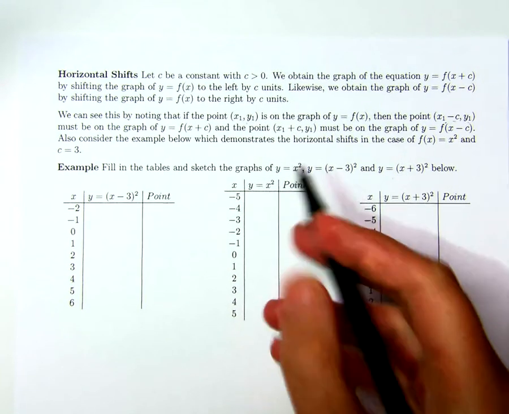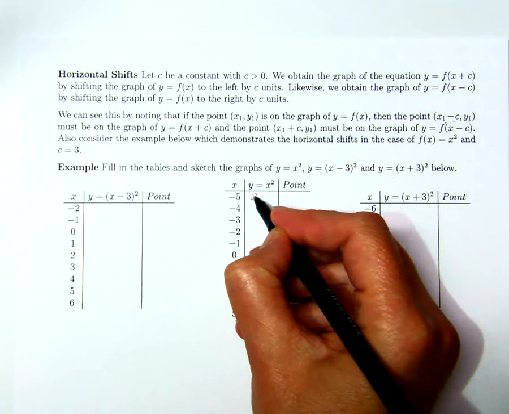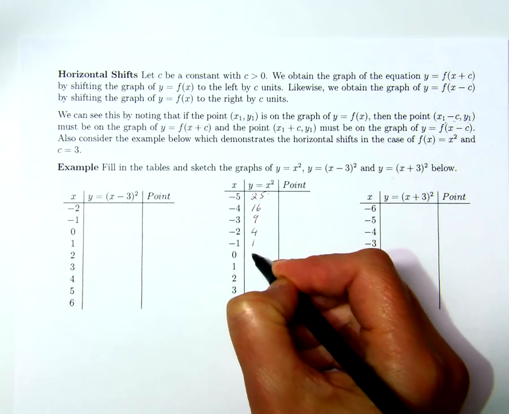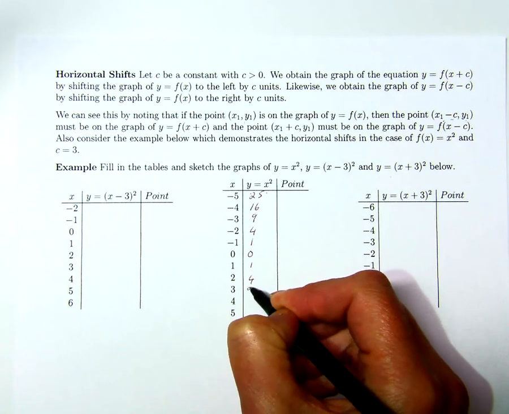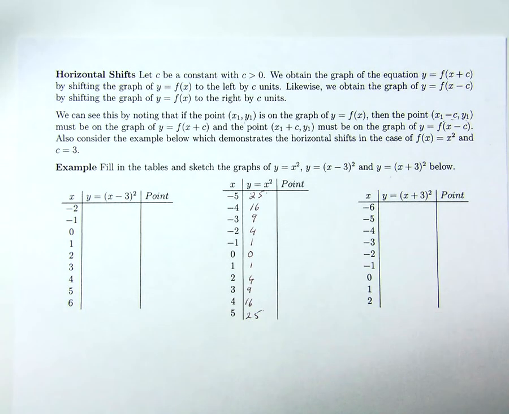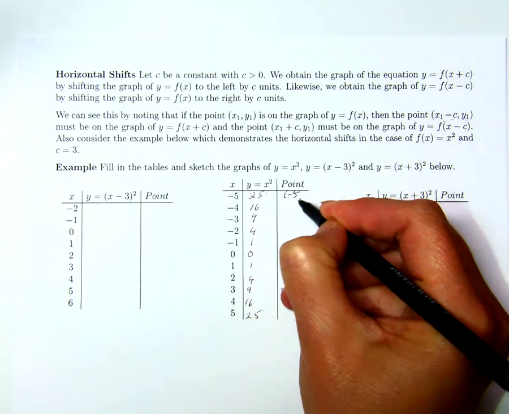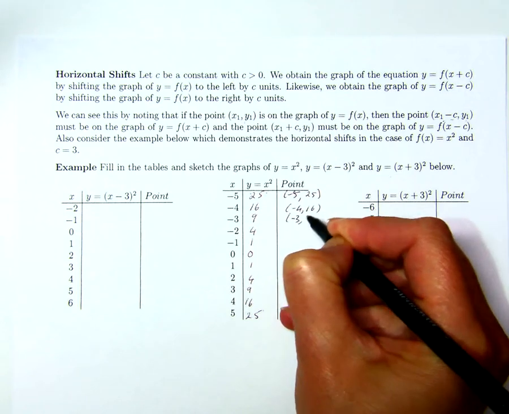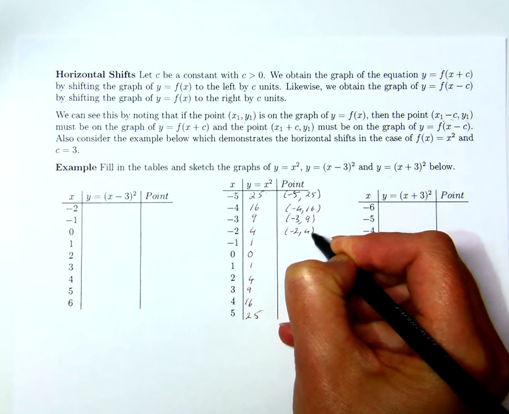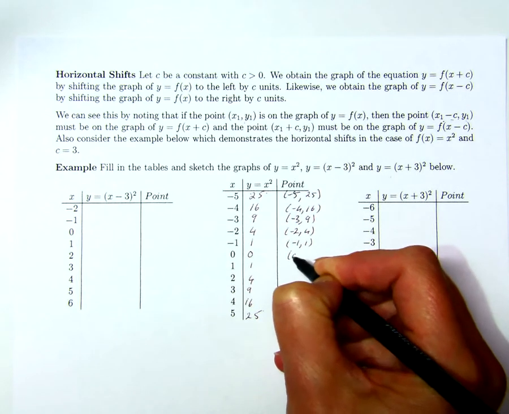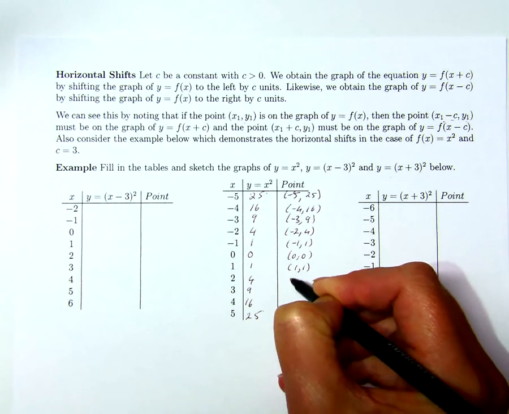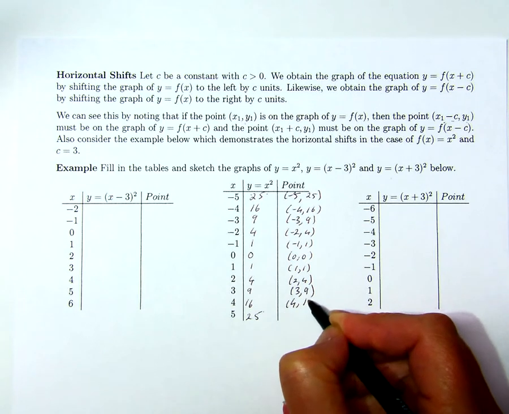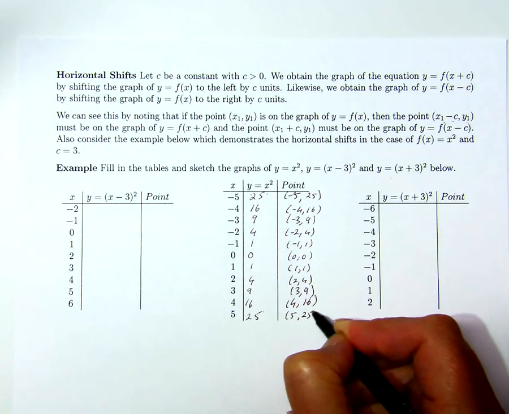So here we have y equals x squared, so we have 25, 16, 9, 4, 1, 0, 1, 4, 9, 16, and 25 here. And so the corresponding points in the graph are minus 5, 25, minus 4, 16, minus 3, 9, minus 2, 4, minus 1, 1, 0, 0, 1, 1, 2, 4, 3, 9, 4, 16, and 5, 25.